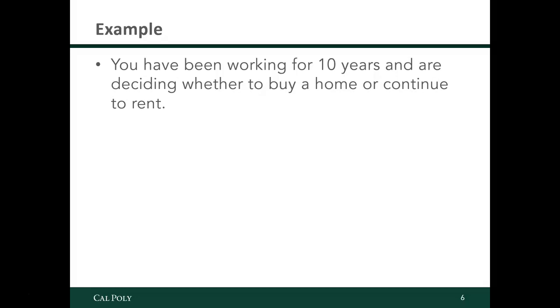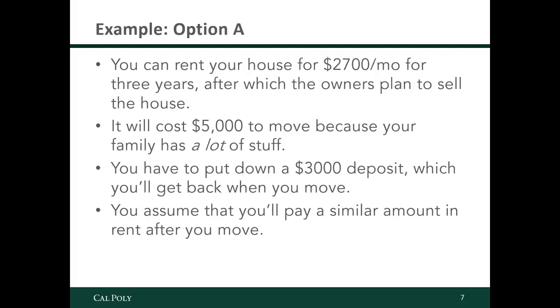You've been working for 10 years and you're deciding whether to buy a home or continue renting. So you can rent your house. Let's start up at the top. I meant to animate this, but you can rent your house for $2,700 per month for 3 years, after which the owners plan to sell the house. It's going to cost you $5,000 to move because your family has a lot of stuff, and you'll initially, remember, have to put down a $3,000 deposit, which you'll get back when you move.